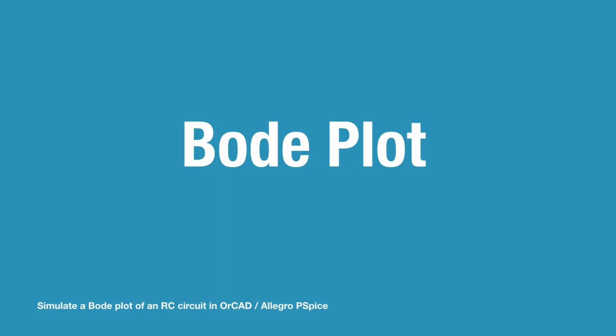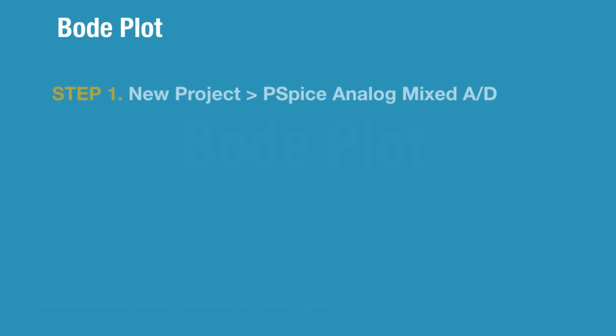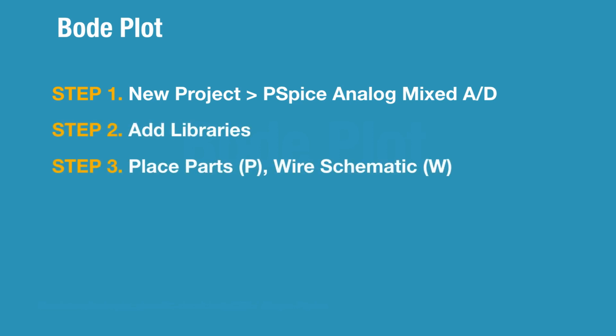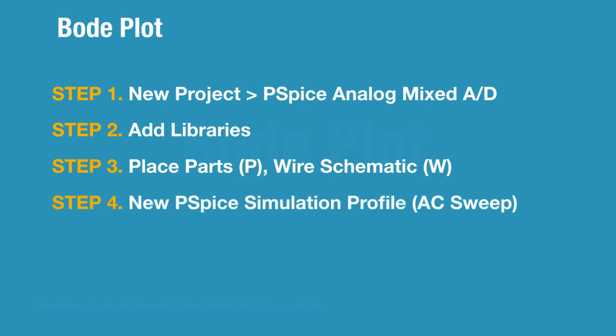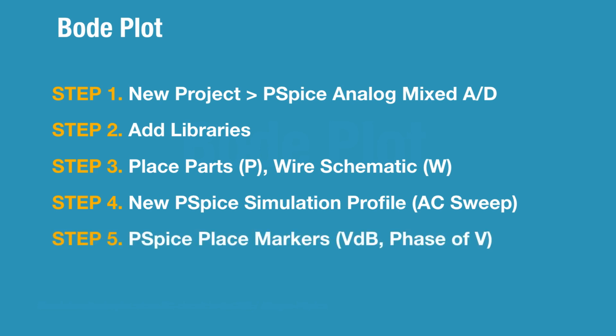Congratulations on completing your Bode plot in PSpice. Here's a recap of the steps. First, you want to choose New Project, PSpice Analog Mixed AD to enable simulation. Add your libraries. Place parts onto the schematic area, then wire the schematic together. Create a new PSpice simulation profile and choose AC sweep. Remember to place your markers onto the schematic.